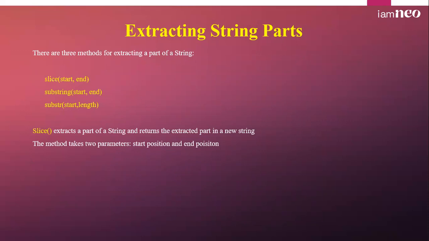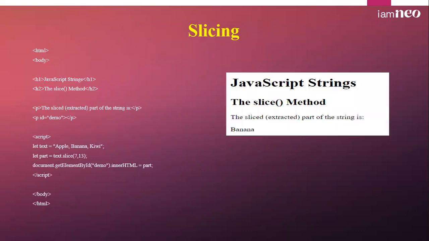So some examples using slice methods. Slice extracts a part of a string and returns the extracted part in a new string. The method takes two parameters, start position and end position. In the script, let text is equal to apple, banana, kiwi. I'm slicing the text string with the values 7, 13. So only the sliced value will get printed. At the 7th position, I'm dividing the string from the 7th position.